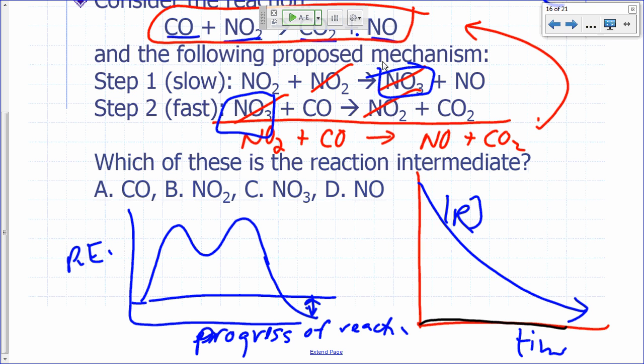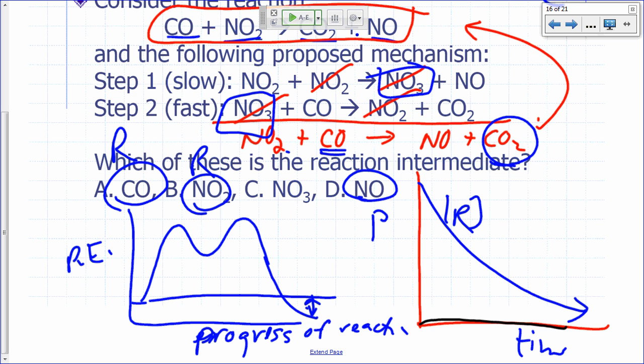So what would you call carbon monoxide here? It's not a reaction intermediate. What would it be? That's a reactant, right? NO2 would also be a reactant, okay? And NO would be a product. What would CO2 be? A product.